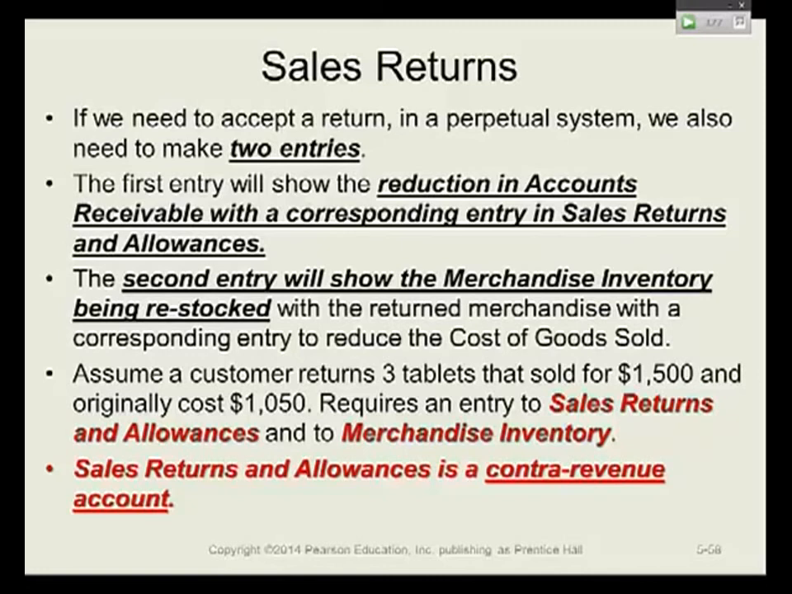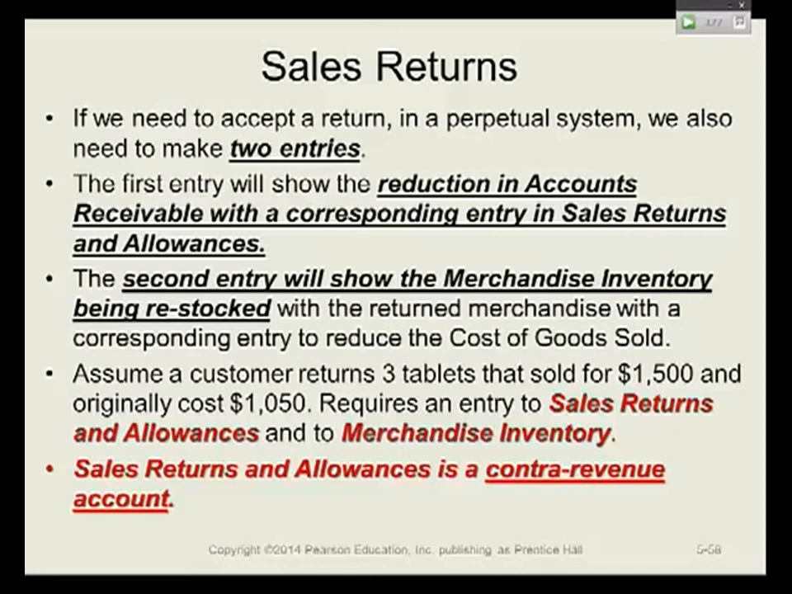Question is, why not debit sales? I have a sales return, so somebody is returning something to me. Why not debit sales directly? Why do we debit a contra account? Yeah, exactly. You want to keep track of returns. Just a very good business reason. You want to keep track of returns. You probably could do that for purchases as well, but it's not quite as important. So with sales, you have to keep track of sales returns and allowances. That's why we use the contra account.